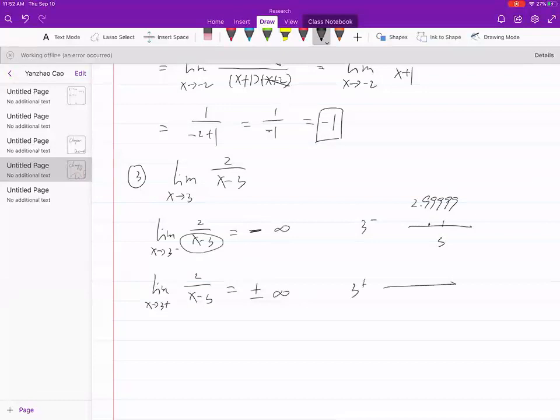For 3 plus, we try 3.00001. Plugging it here, it's easy to see it's positive. Are they the same? Then the limit does not exist. Moreover, we technically have this case: on the left negative, on the right positive.